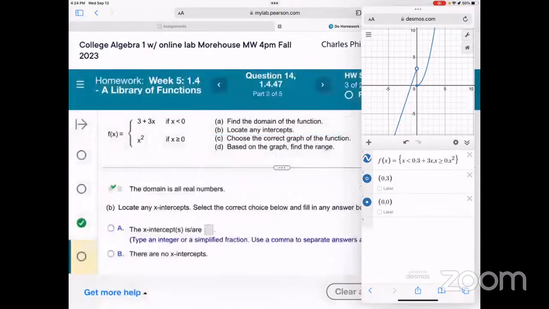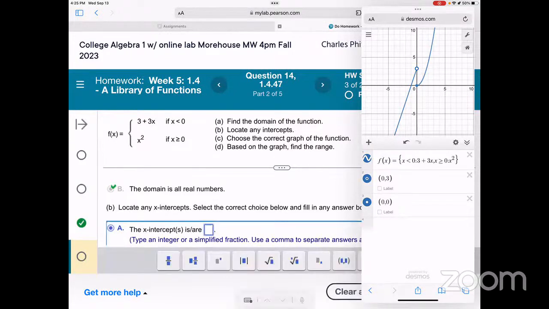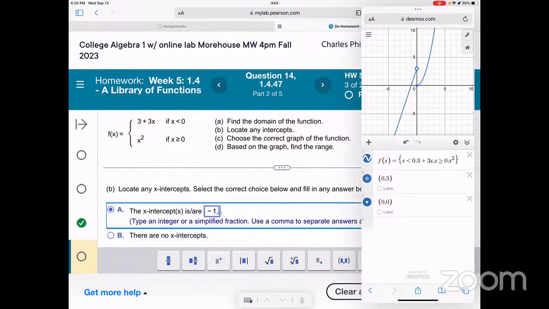The x-intercepts. So it looks like the origin, and when x is -1, what is that? Yeah, if x is -1, right, we get 0. So we get the origin and 0. Type in integer or simplify. Sorry, we get -1 and 0. So that's where it crosses the x-axis.